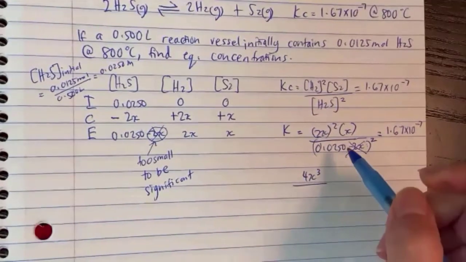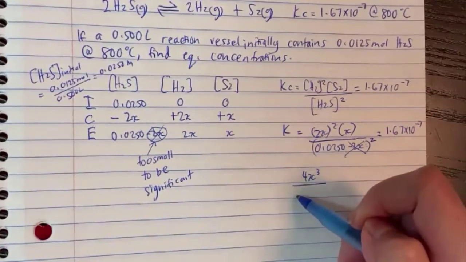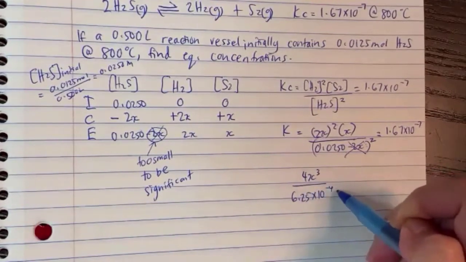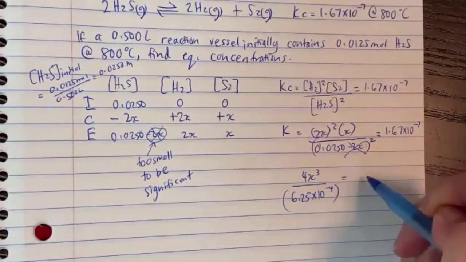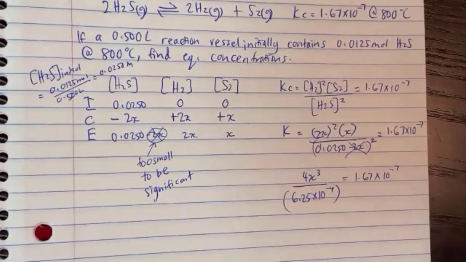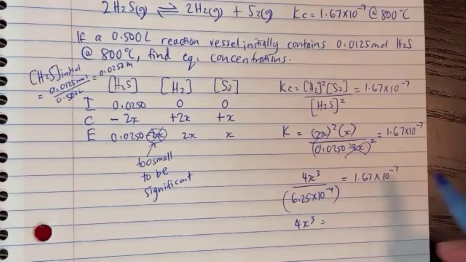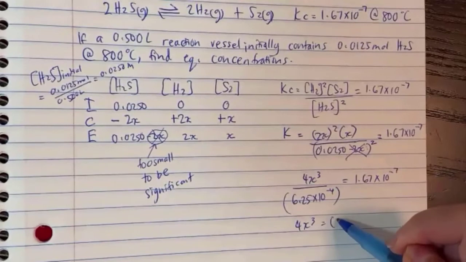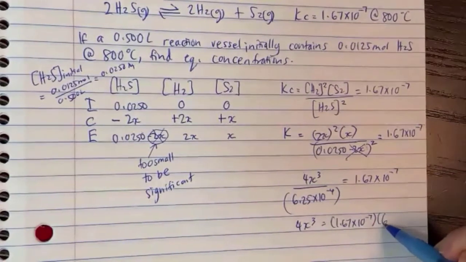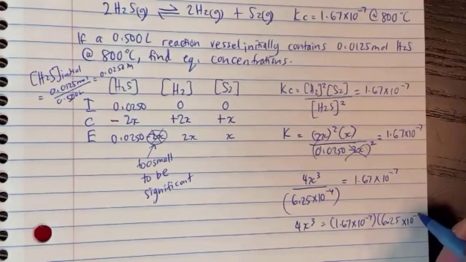And divided by 0.0250 squared, that would be 6.25 times 10 to the minus 4. And that equals 1.67 times 10 to the minus 7. So 4x cubed in this case is this term times that term. So I'll just write it out: 1.67 times 10 to the minus 7 times 6.25 times 10 to the minus 4.